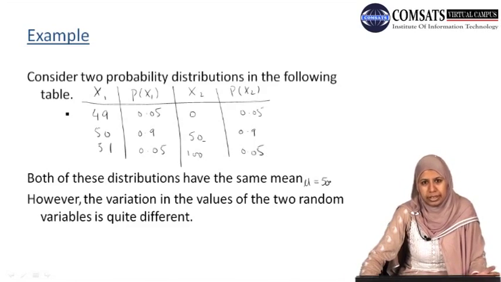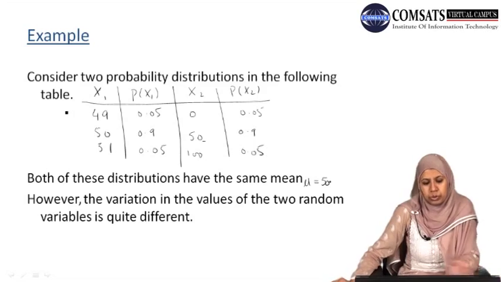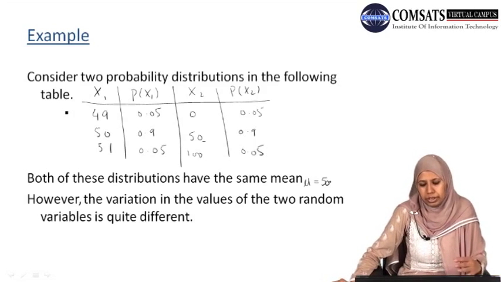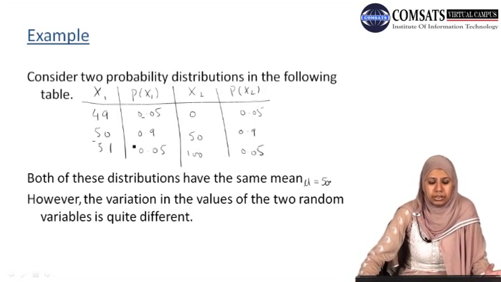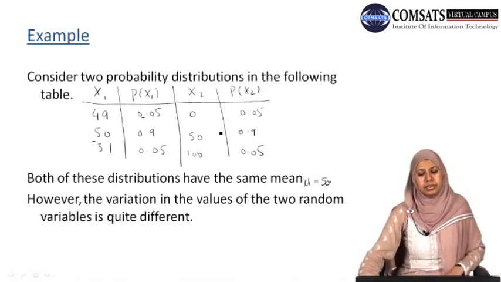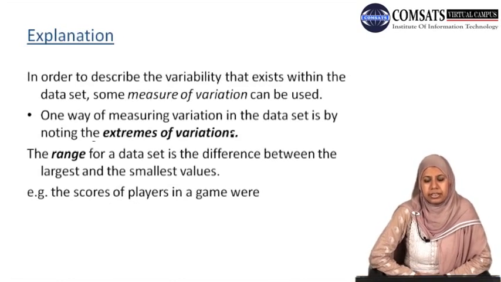So to measure our data set in terms of mean is not the only information we are interested in. Both the probability distributions have the same mean, but the values are much farther from the mean in one case and much closer in the second case. So we are interested in the variability that exists within the data set, and to describe it we use a measure of variation.